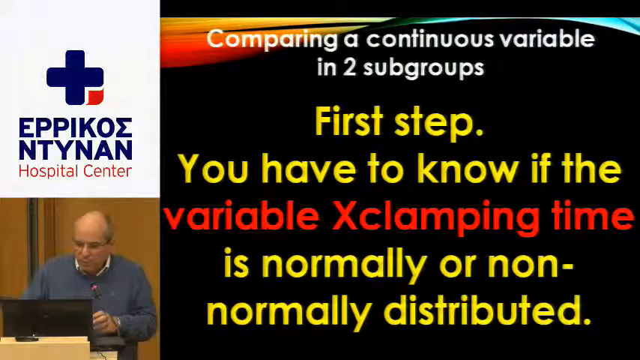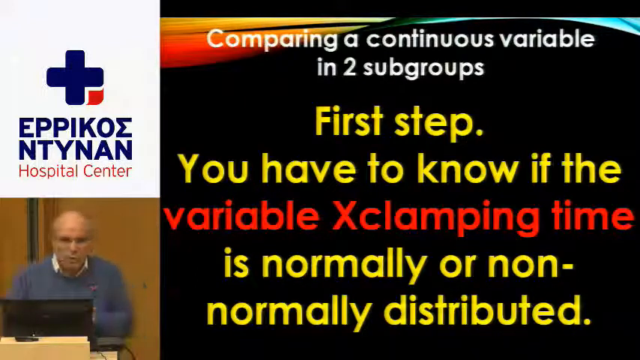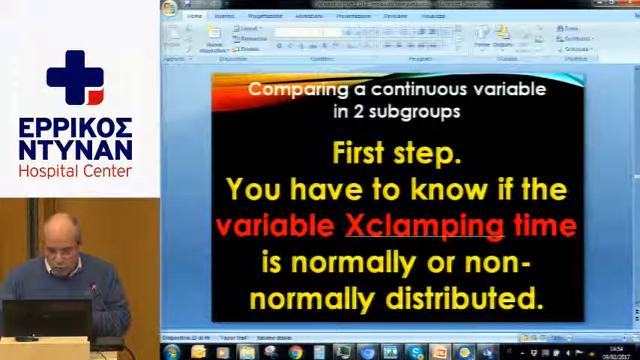The first step is to know if the variable that we are working on, that is the cross-clamping time, is normally or not normally distributed. If you remember before, we had 2 different possibilities for continuous variables. Normally distributed means to be more or less inside a Gauss curve, non-normally if they are outside a Gauss curve. I want just to show how to proceed.